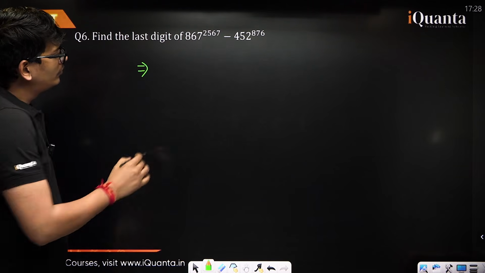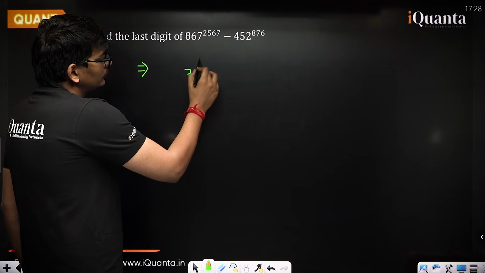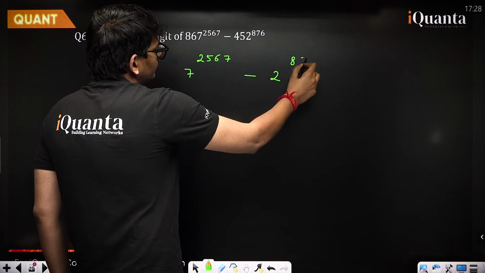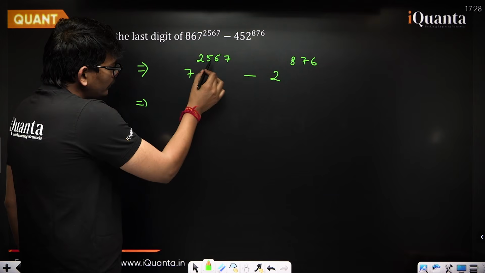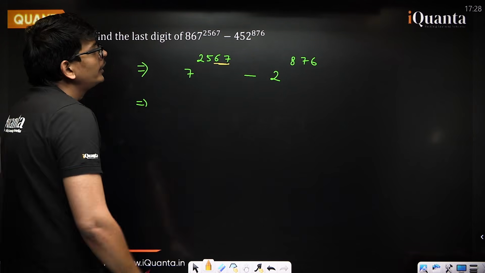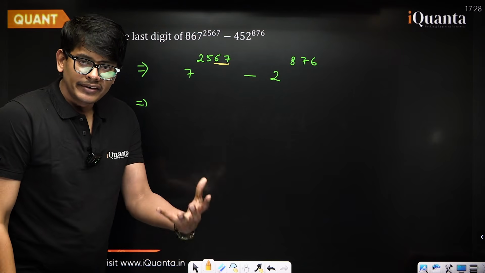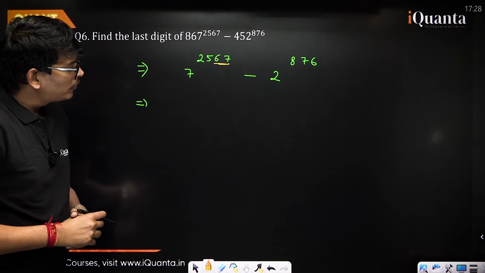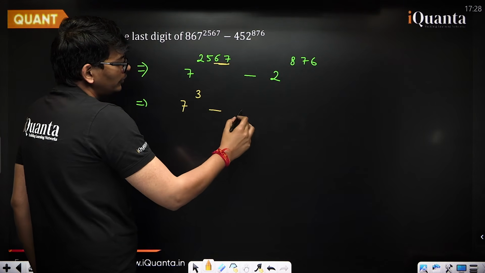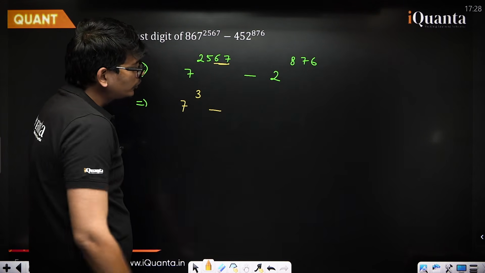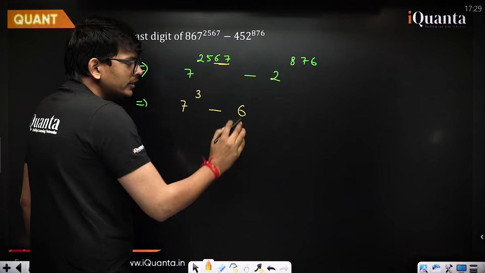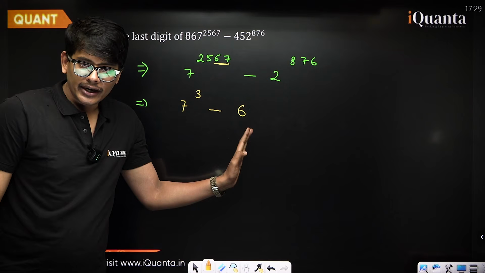867. Now, I will focus on 7. Here I will focus on 2. Observe this part. This part is not divisible by 4. And why is it not divisible by 4? Because of 3. So 7 cube minus. This part is a multiple of 4. So for 2, if the power is even and the number ends with 2, the unit digit is 6. So for this we are getting 6.